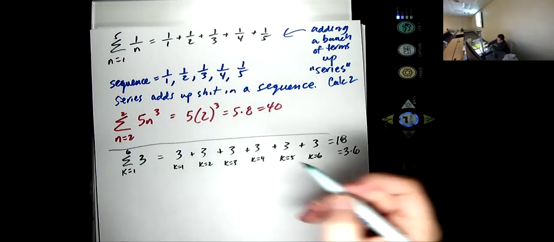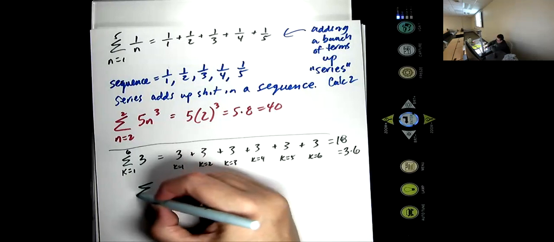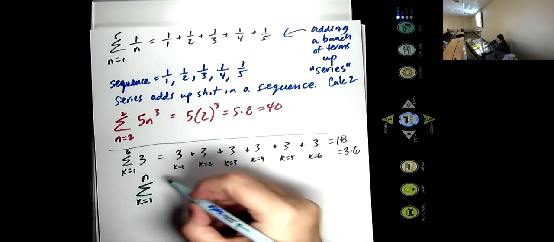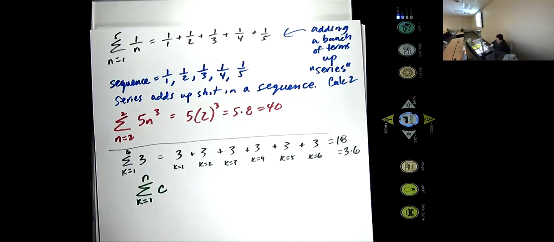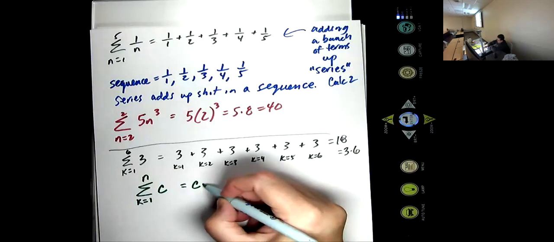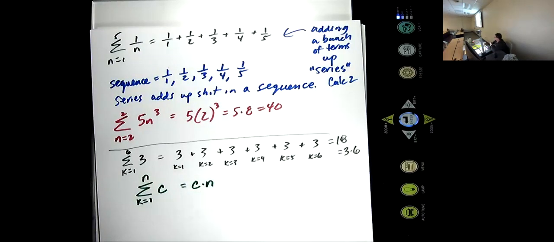So something nice falls out. There's a little formula to be garnered here. If we have k equals 1 to n and a constant here, it's just the constant times n. That's assuming k starts at 1, of course, or 0. It could start at 0 here and it doesn't change it.